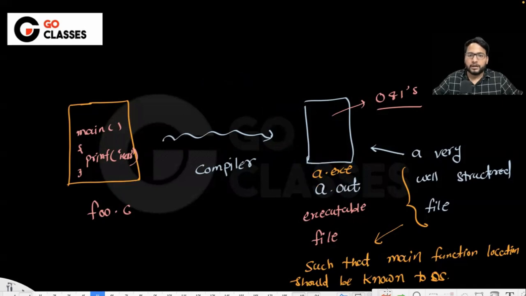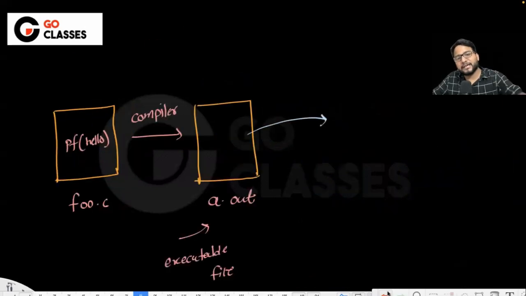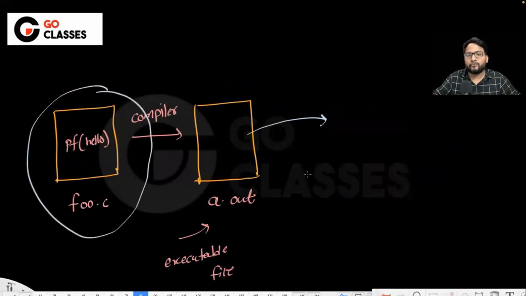Okay. So just summarizing everything, we started with only one picture: you have foo.c, and then after compilation, you get a.out. Is this okay to everyone?